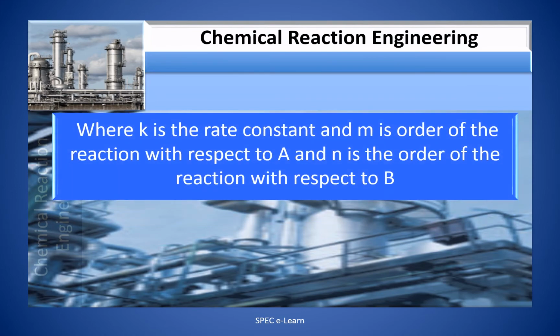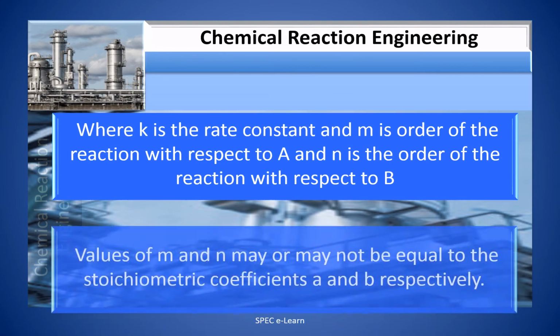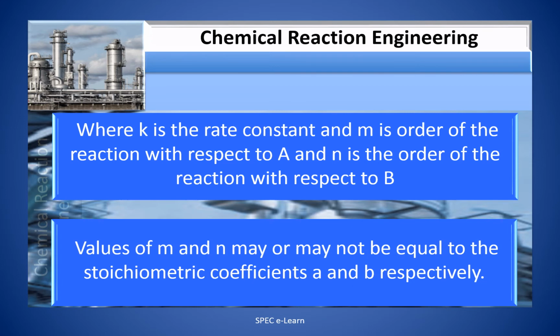Where K is the rate constant, M is the order of the reaction with respect to A and N is the order of the reaction with respect to B. Values of M and N may or may not be equal to the stoichiometric coefficients a and b respectively.